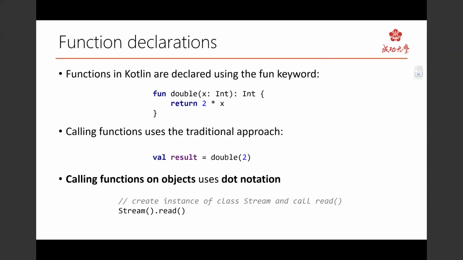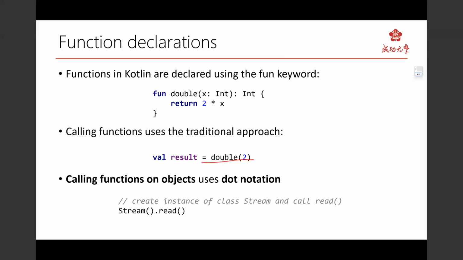Functions in Kotlin are declared using the fun keyword. The fun keyword is followed by the function name, and the function name is followed by the parentheses, and inside the parentheses, of course, is the list of parameters. And all the parameters must be explicitly typed. And after the parentheses, we put a colon over here, which is followed by the return data type of the function. And calling functions uses the traditional approach.